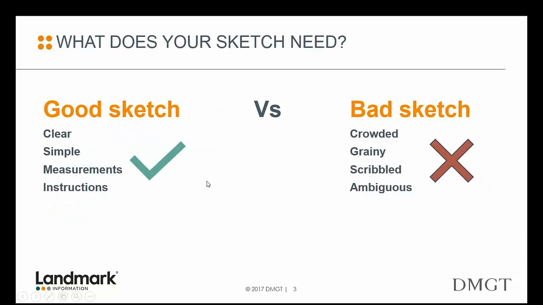So the first thing we want to look at is examples of good and bad sketches, and the sketches we're going to show you have all been genuine ones supplied by customers at some point. Basically, a good sketch has got to be simple and clear and easy to read, with the measurements clearly indicated on there, and any instructions that might be required as well. Sometimes people might want us to show the floor area or not to show the floor area, or examples like that, just in terms of additional instructions that our drawers need to refer to.